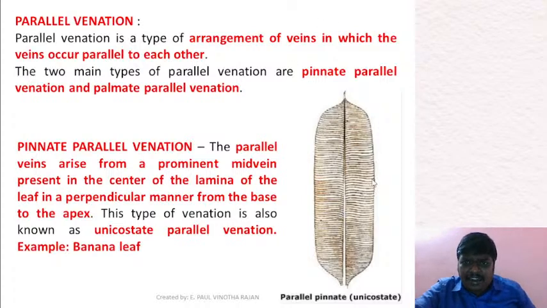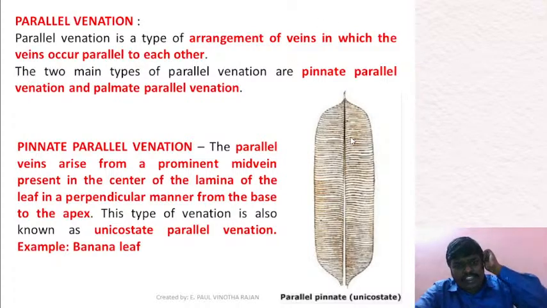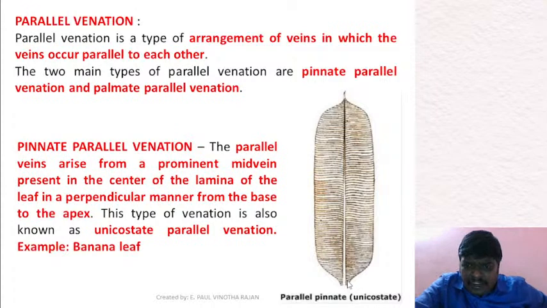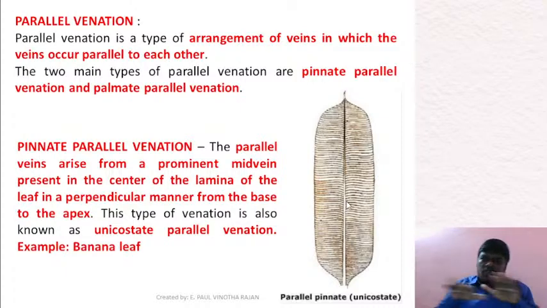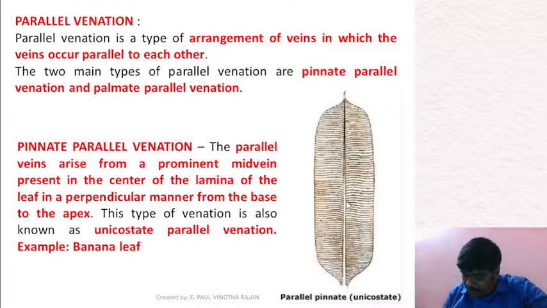In pinnate parallel, the veins arise from the prominent midvein. This is the midvein, but they are all in a perpendicular manner. They are arranged one over the other, horizontally one over the other. This type of venation is called unicostate parallel venations. Banana leaf is an example for that.